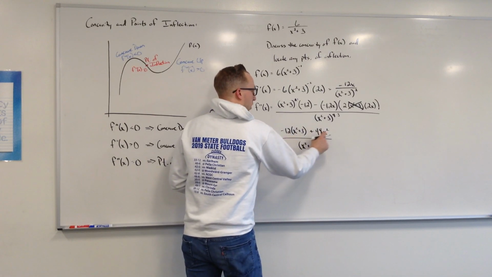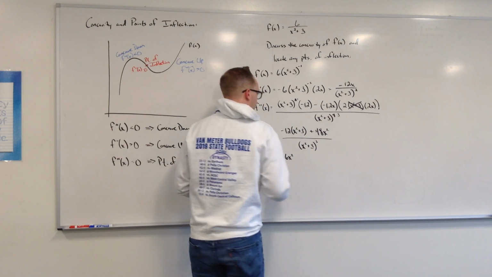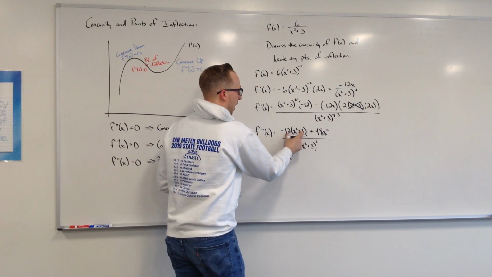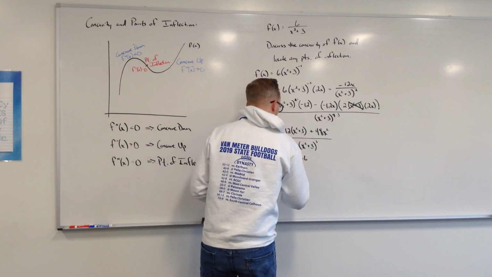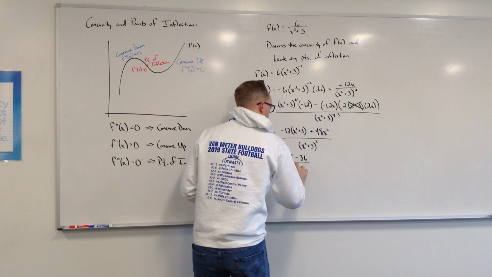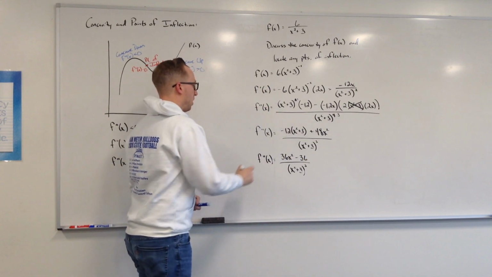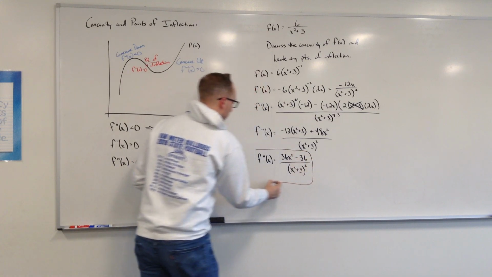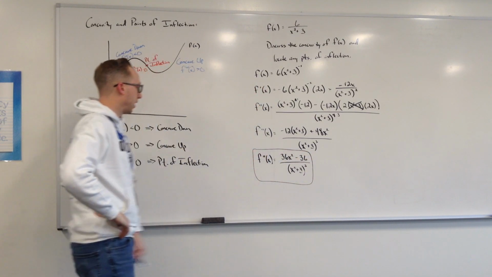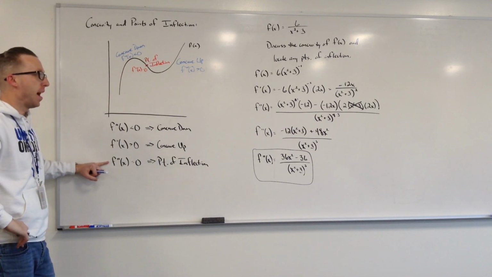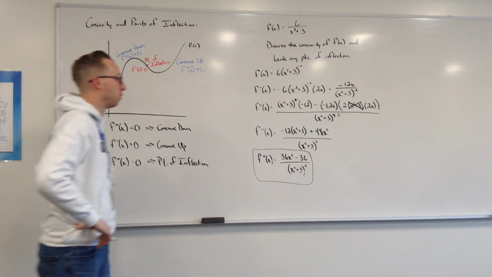Negative 12x squared plus 48x squared would be 36x squared. Negative 12 times 3 is negative 36, divided by x squared plus 3. Here is our final second derivative. Where this second derivative is equal to 0, I have a point of inflection. So let's set the second derivative equal to 0.